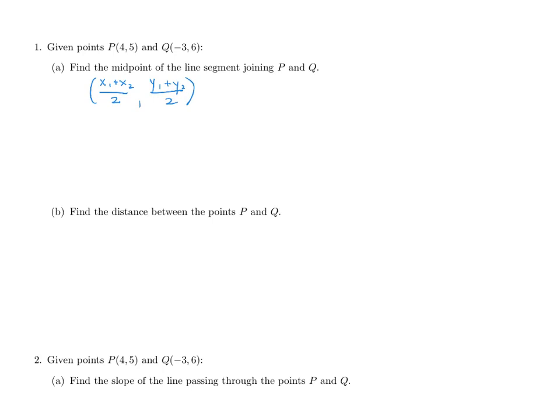So we have 4 and -3, and we have 5 and 6. And so that's going to be 4 minus 3 is 1, so 1/2. 5 plus 6 is 11. So 1/2 and 11/2 is the ordered pair. So that is the midpoint of P and Q.